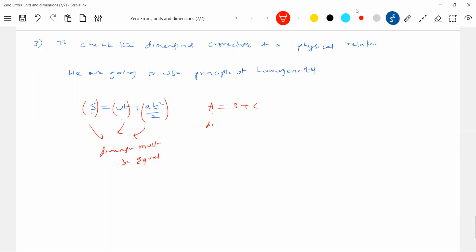So what is the conclusion here? The dimensions of A is equal to the dimensions of B, equal to the dimensions of C. This is called the principle of homogeneity. Not only just like this one, even it can be of any order. What is any order? Like I'll write P is equal to X plus YZ whole square.